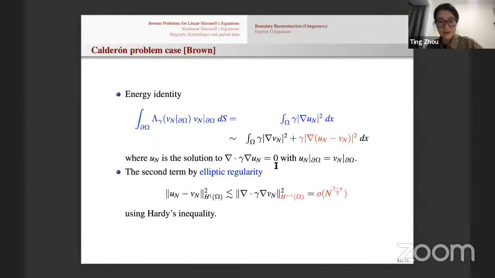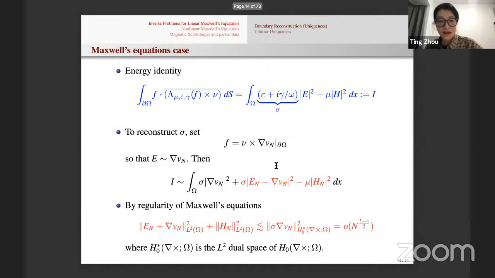So yeah, this would be for the Maxwell's case. And similarly, you can adjust the boundary values so that you can recover the mu by setting H being roughly the gradient of v_n. Okay, so that can be achieved.